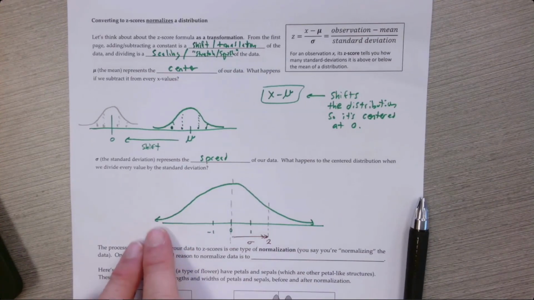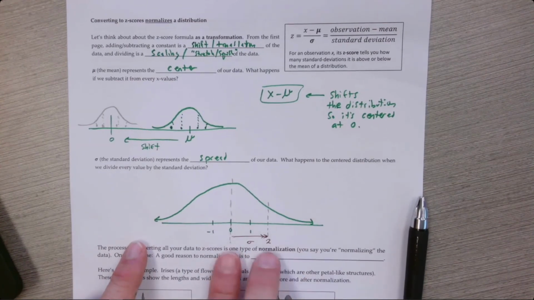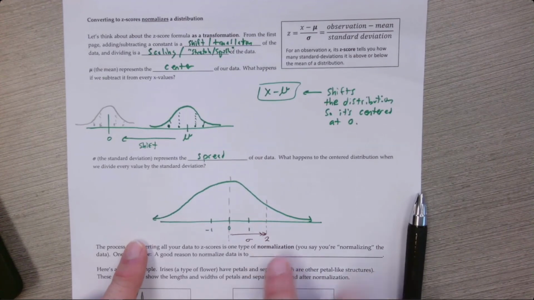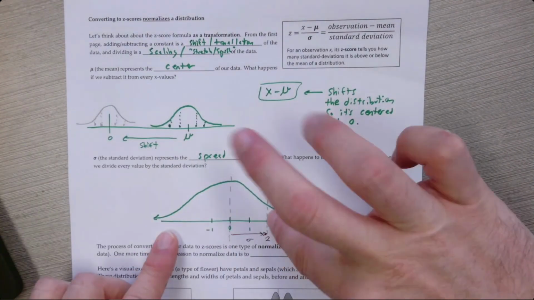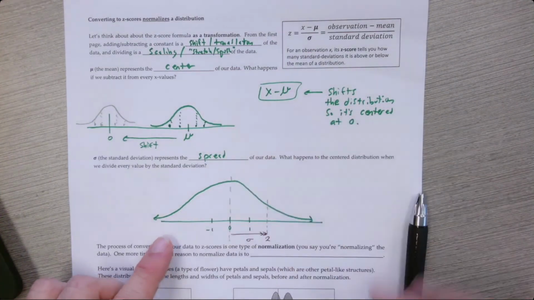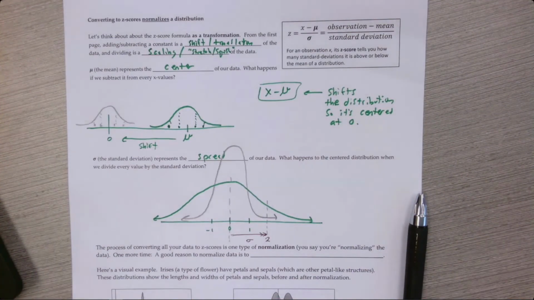So let's imagine our centered distribution at 0 looks like this. And let's pretend that the spread of our distribution has a standard deviation of 2. So it looks like this. This is the standard deviation. If I'm going to divide every single data point here by 2, it's going to squish it that way. So what was 2 is going to end up at 1. What was 4 is going to end up at 2. And so the scaled distribution is going to look something like this.